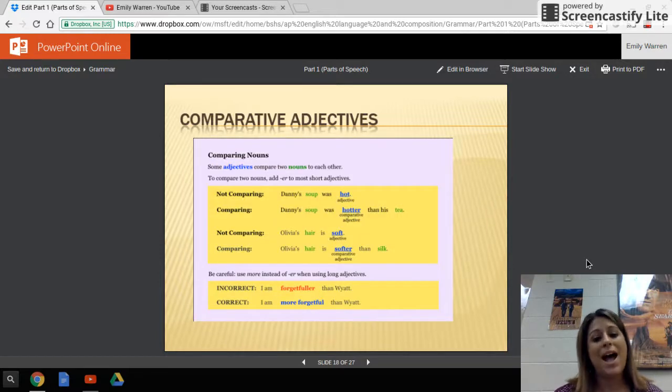Now we have different types of adjectives. We have comparative adjectives. Some adjectives compare two nouns to each other. To compare two nouns, add er to most short adjectives. Danny's soup was hot. There's no comparison there. It's not a comparative adjective. But when we say Danny's soup was hotter than his tea, hotter is comparing how hot the soup is versus the tea. Olivia's hair is softer than silk. Here our adjective is describing hair and silk.